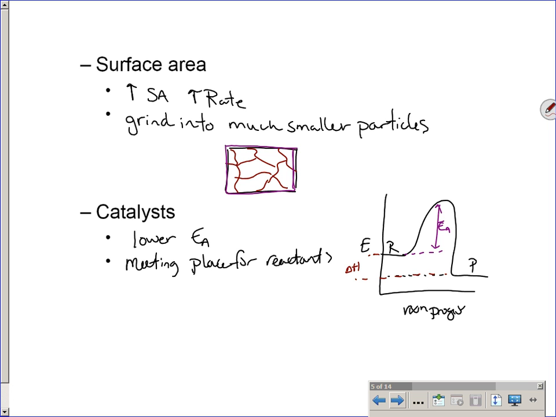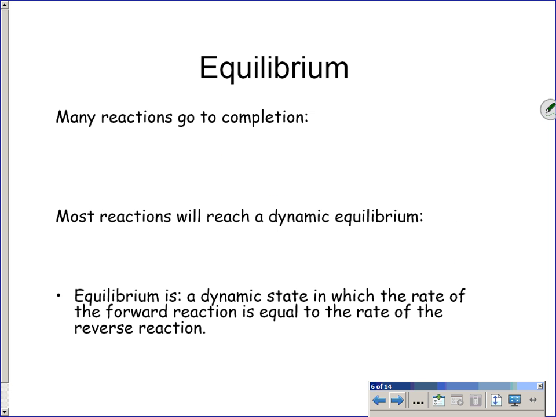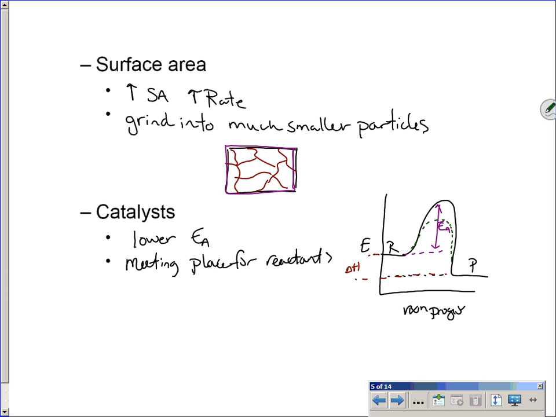If we have a reaction where there's a catalyst, what you'll see is that this hump is lower, but it does not change the overall energy of the reactants or the products. Okay, so there's just a little summary of collision theory and how we can speed up the rate of reaction.